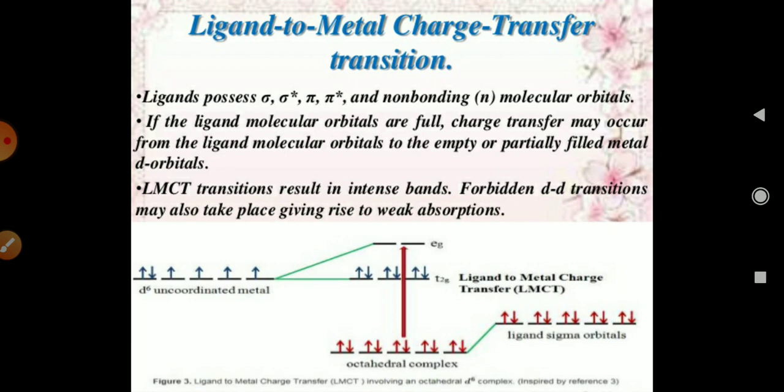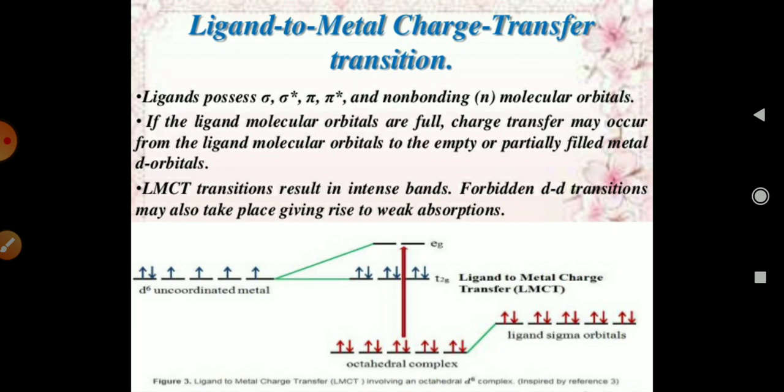In this kind of spectra, the ligand possesses sigma, sigma star, pi, pi star, and non-bonding, which is n, molecular orbitals. If the ligand molecular orbitals are full, you can see the red color of a ligand orbital which are completely filled. Then the charge transfer may occur from the ligand molecular orbital to the empty or partially filled metal d orbital. The LMCT transition results in an intense band. The forbidden d-d transition may also take place to give rise to weak absorption.